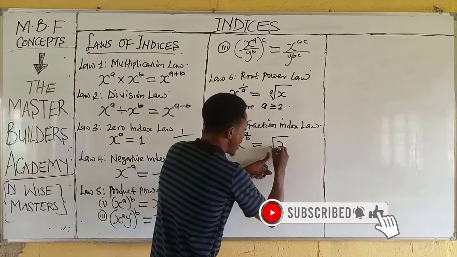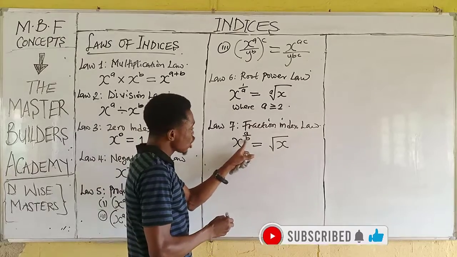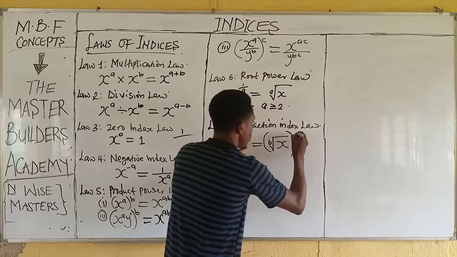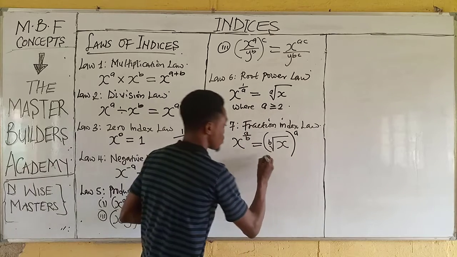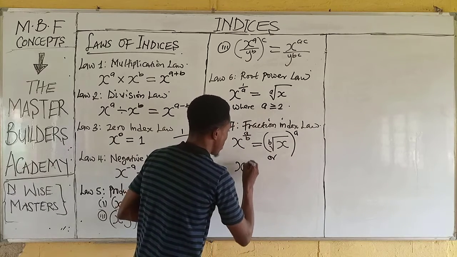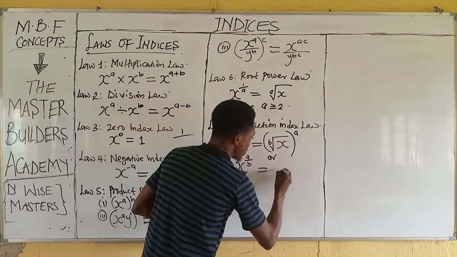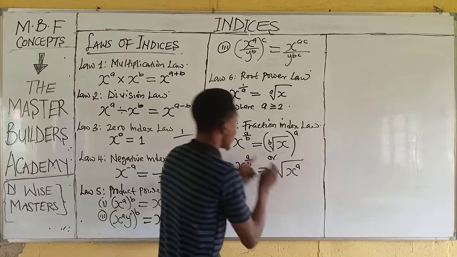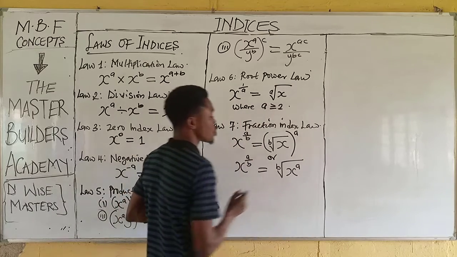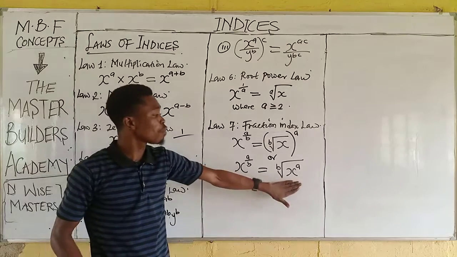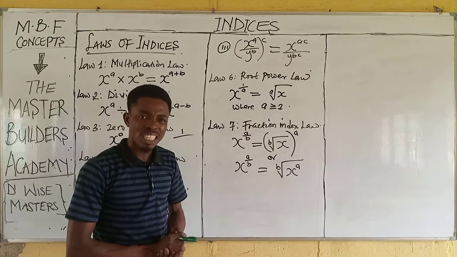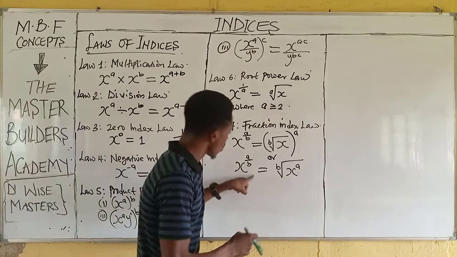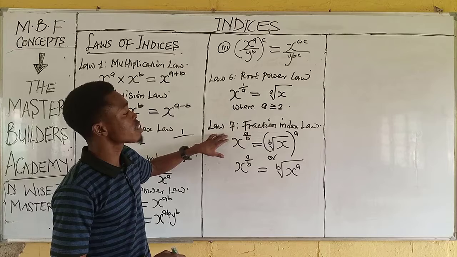Now this is equivalent to what? The base is what you put inside. The denominator of the power is what you put outside, then all raised to the power a. Or x raised to the power a over b is the same thing as putting down the base, then the numerator becomes the power of the base, while the denominator becomes the root of the base. You can put it in this form or this other form. Guys, this is what you need to know about law 7.